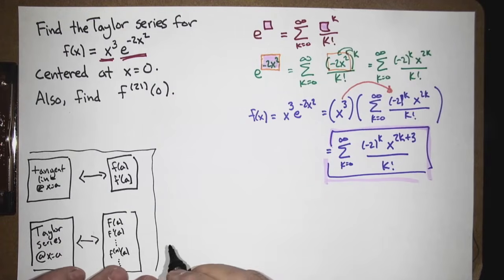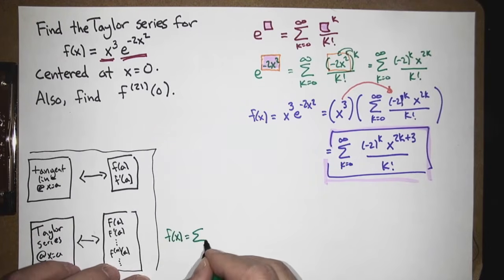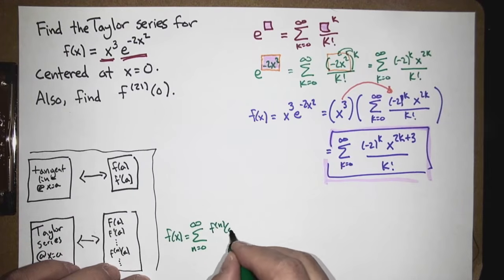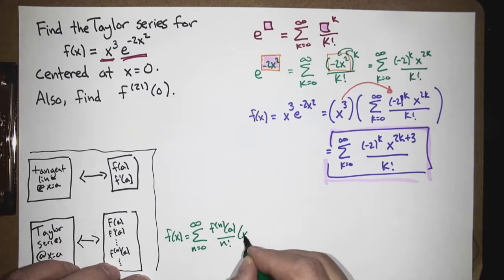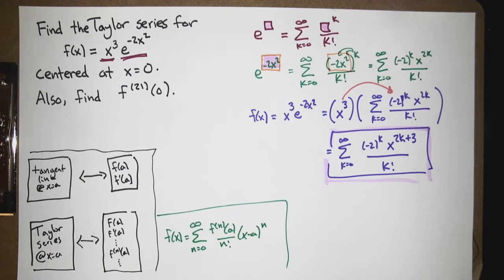And in particular, what does it come from? Well, there's this nice formula that says f of x is the sum, n equals 0 to infinity, of the nth derivative at a over n factorial, times x minus a to the n. Okay, so that's where we're storing it from. Now, back to our question. We're after the 21st derivative at 0. Can we find it? And how do we find it?